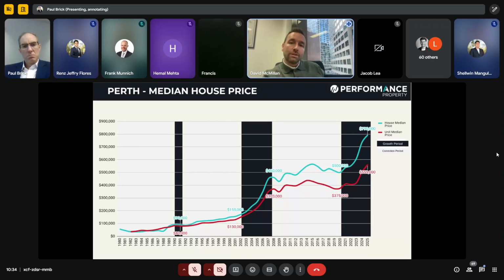But where we're seeing most of the value now is in units. Units have had less growth. Units have further runway. Units are in more demand than houses. So we're still playing this Perth theme, but we're playing it a little bit differently than just houses. We're doing houses and units, but mostly units is what we're buying.